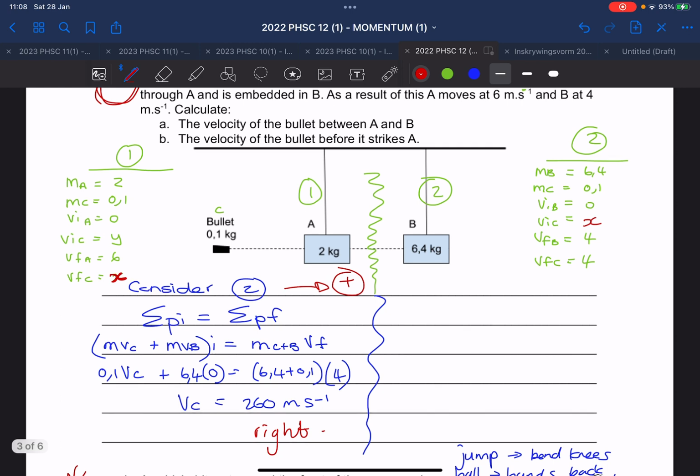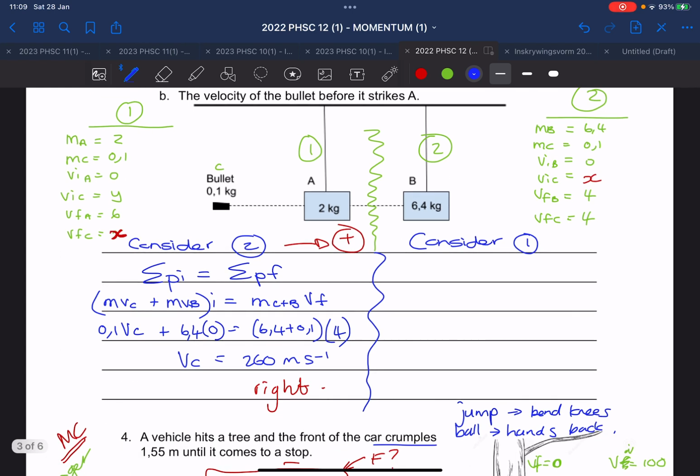Then they ask what is the velocity of the bullet before it strikes A. So now we're going to look at the first scenario. So we're going to say consider scenario 1. Again, there was a collision. So again, here we have the bullet and block A, and then again bullet and block A. So it's 2 and 2.